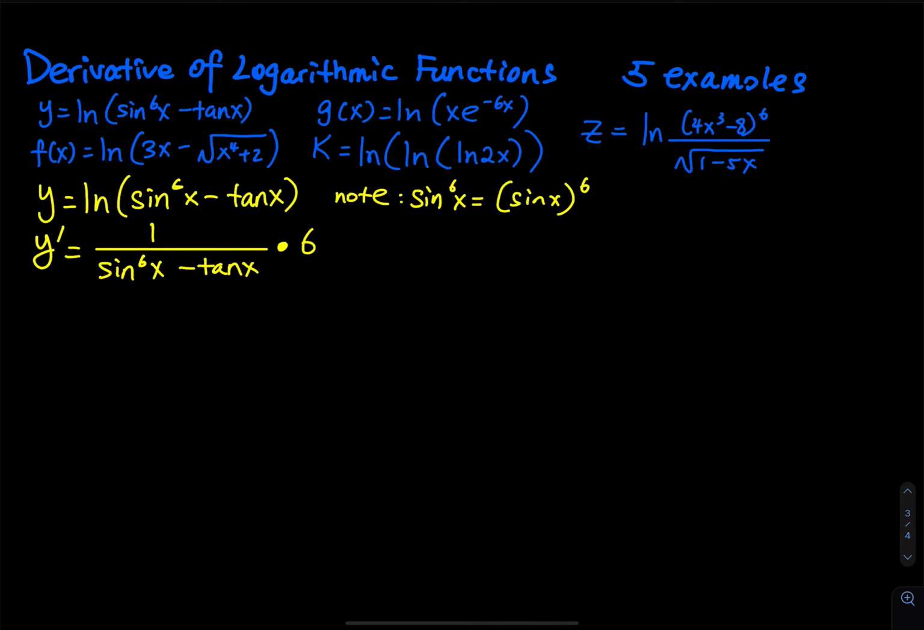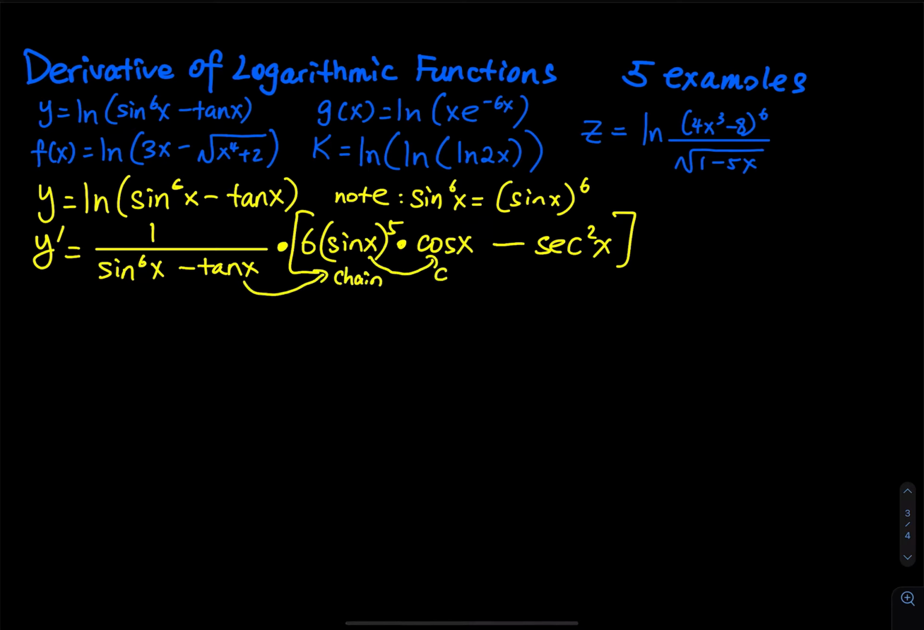Otherwise, I highly recommend you keep the 5th power outside like that, and then multiply the derivative of sine, which is cosine, and then minus the derivative of tangent, which is secant squared. So this is all by chain rule. And then from the sine to the cosine, there is another chain rule. So that is the answer to the first example.